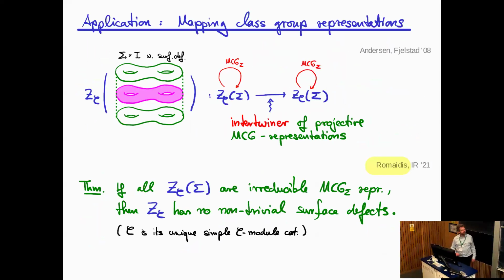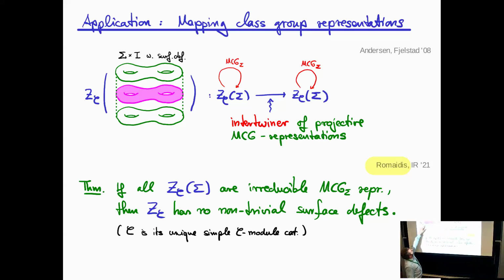Okay, second application is to mapping class group representations. So that's a math application if you want. So let's look at this picture here. That's supposed to be some surface times an interval where in the middle I've put a surface defect, right? And you know that if you have a three-dimensional TFT, then on its state spaces it assigns to the surface, you get representations of the mapping class group for that surface, or in this case, the projective representations.